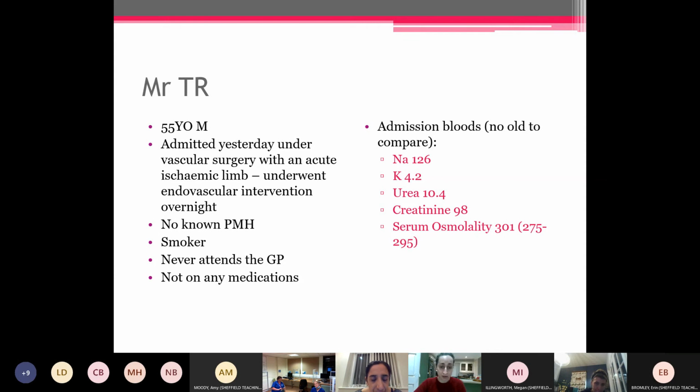He has no previous bloods to see. His sodium has come back 126, potassium's fine, urea is 10.9, creatinine 98, and his serum osmolarity is 301, with a normal range of 275 to 295. So does anyone want to describe this one? This is a little bit different.